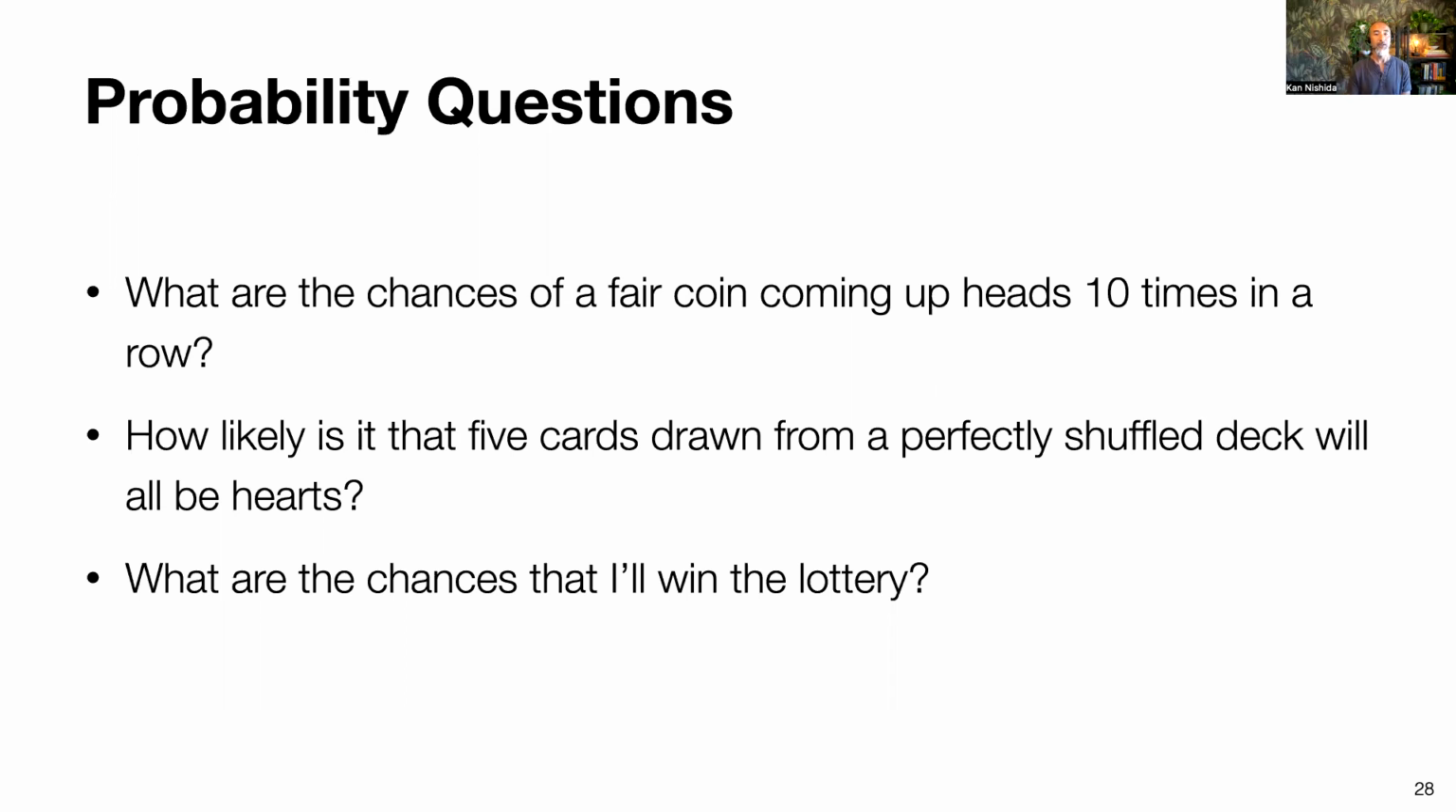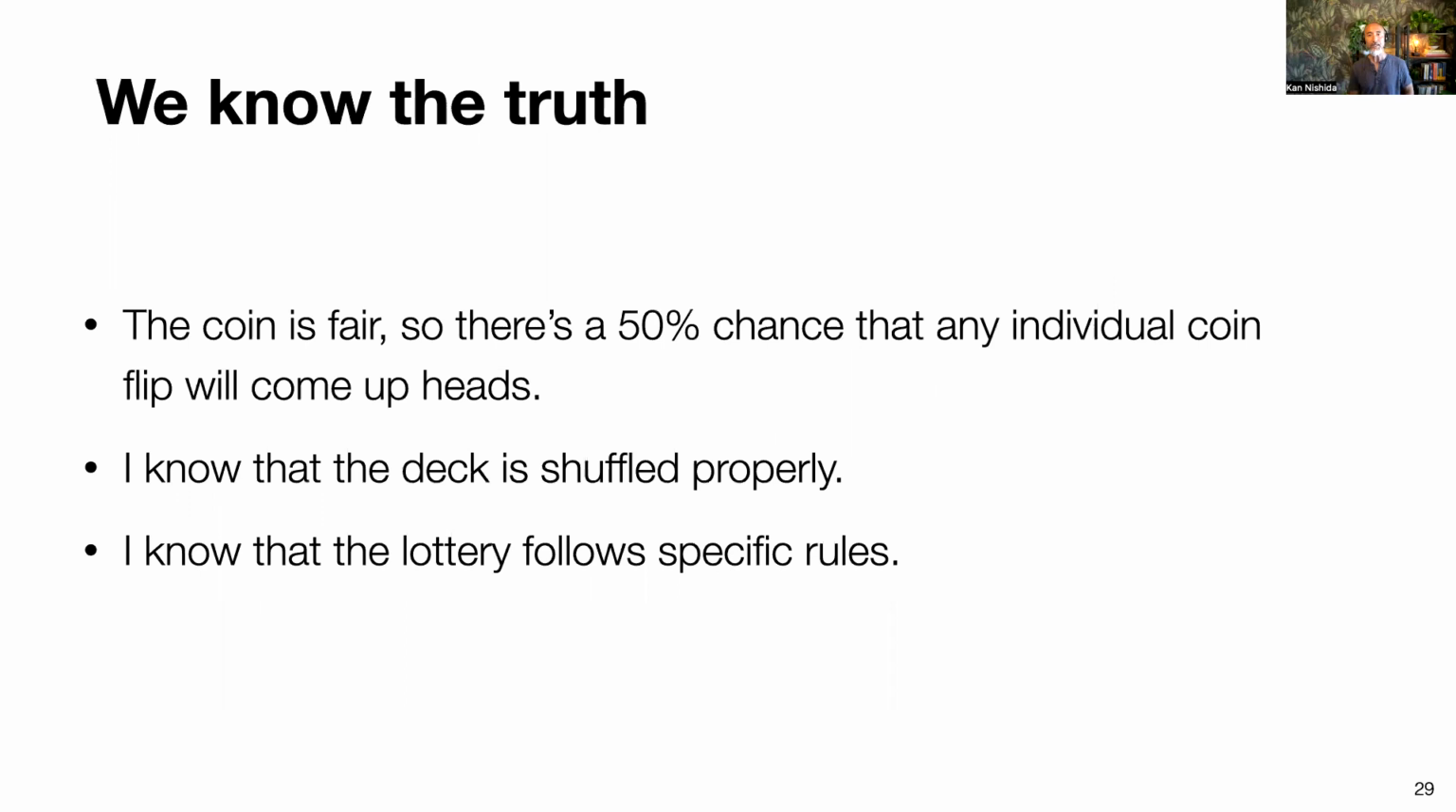Okay. So the important thing is that when you talk about probability, we know the truth. So that means the coin is fair. There's no gimmick or anything like that, just a regular coin. Therefore, there's a 50% chance that any individual coin flip will come out with heads. So we can assume that's correct.